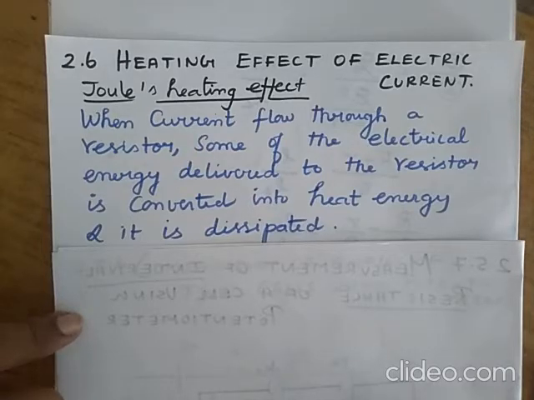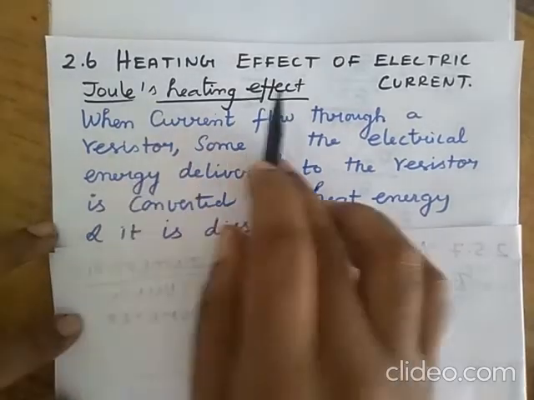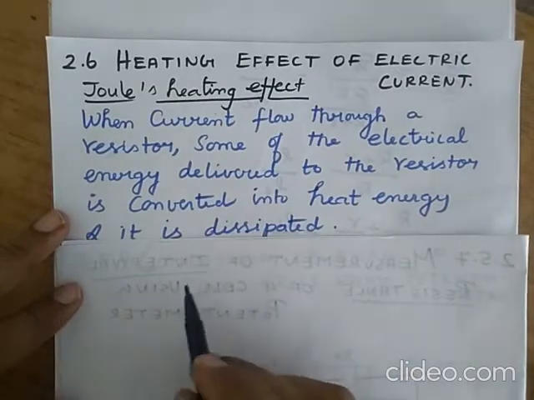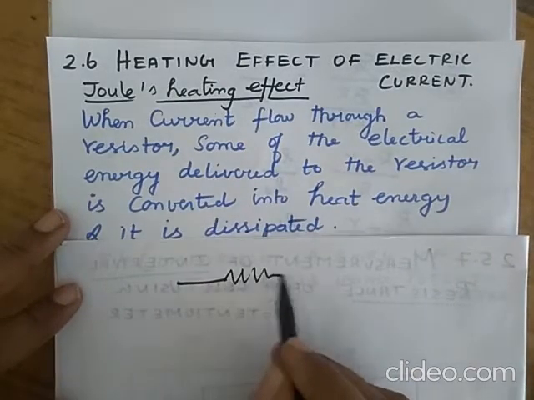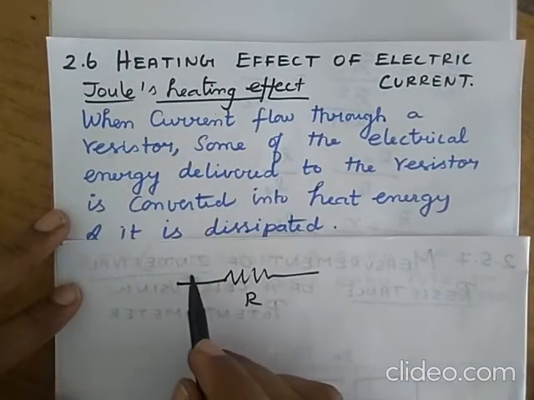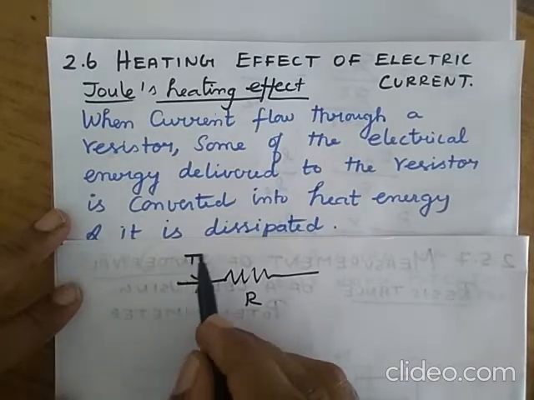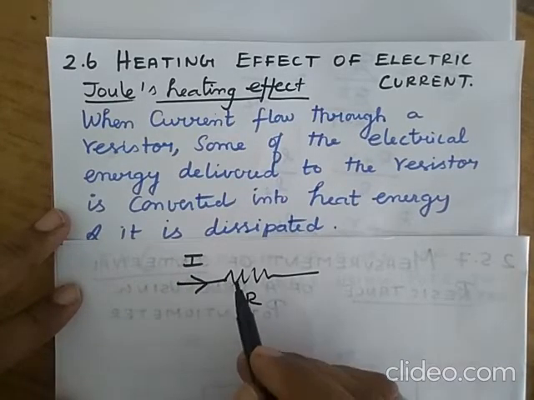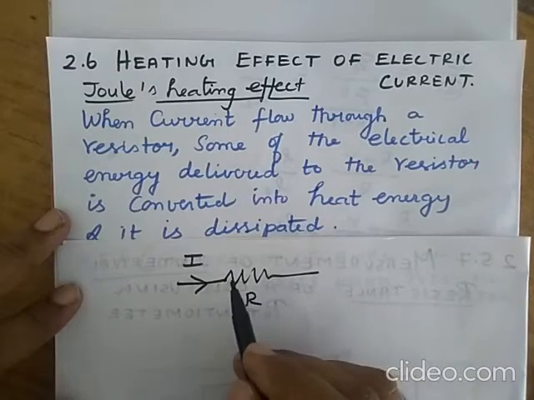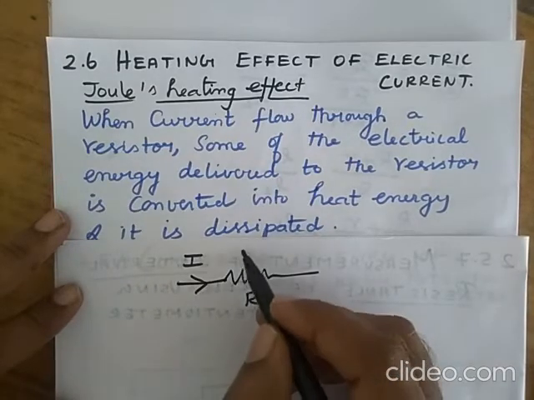When a current flows through a resistor, some of the electrical energy delivered to the resistor is converted into heat energy. This effect is known as Joule's heating effect. Listen, if I consider a resistor of resistance R, and I apply a current I, that means electrical energy, after applying this current, the resistor becomes a little hot.